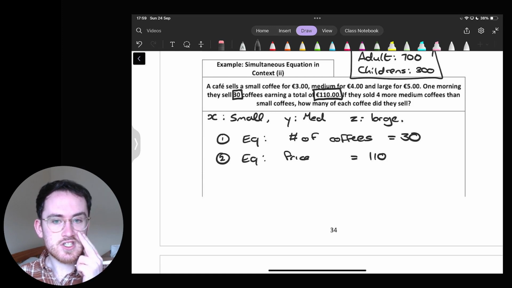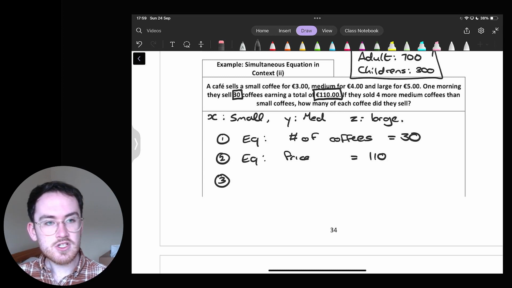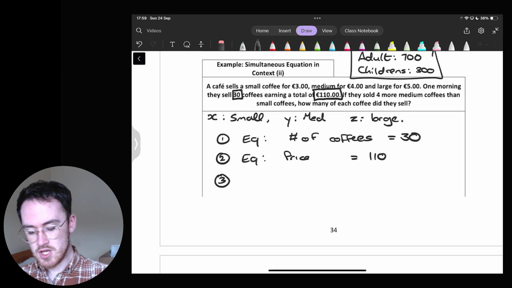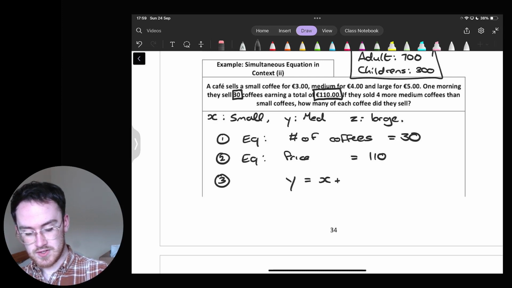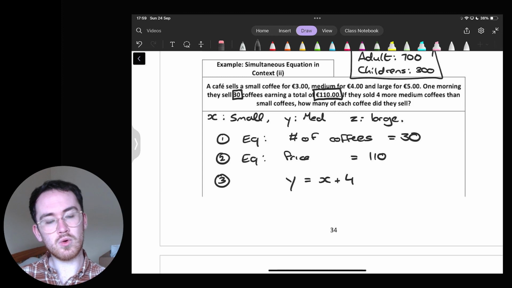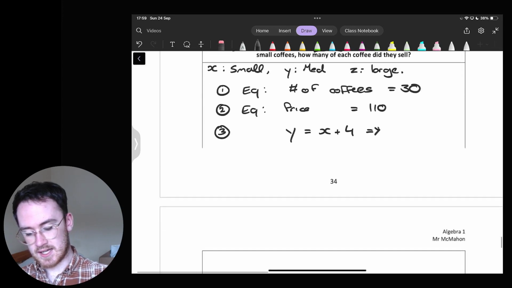The last equation now, because we're doing a 3 variable one, we should have 3 equations. The last equation is going to come from this last line. They sold 4 more medium coffees than small coffees. Okay, so the number of medium coffees is the number of small coffees plus 4. And you could do it the opposite way around. You could say the small coffees is the medium, take away 4. But they sold 4 more medium than small. So this is our last equation, and we can maybe rewrite that one a little bit in a second.